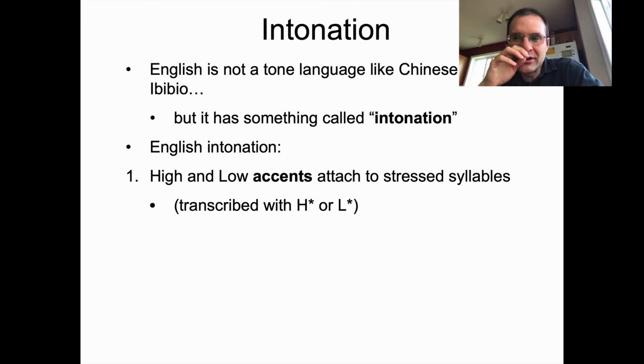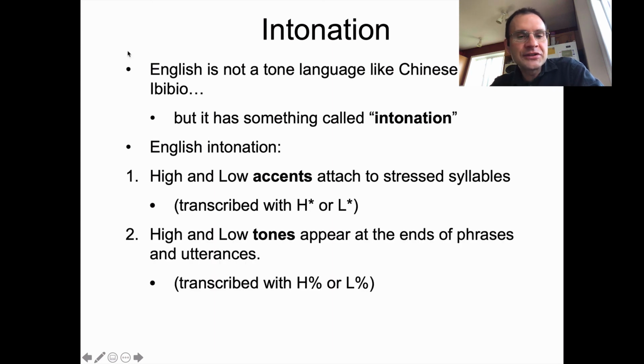It's a pretty complex system. We'll talk about it when we get to advanced phonetics, if you want to take that class eventually. But in English intonation, there are accents, either high or low, which attach to stressed syllables. I'm going to transcribe them with H star, H asterisk, or L star, L asterisk. And then there are also tones, or what we call boundary tones, at the ends of phrases and utterances. And those are transcribed with an H percent sign or a L percent sign.